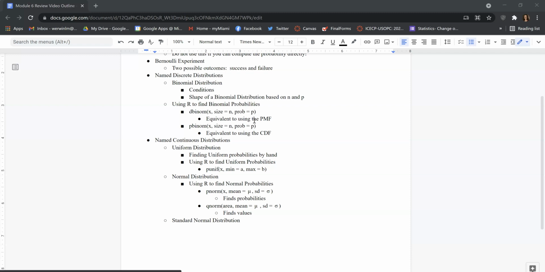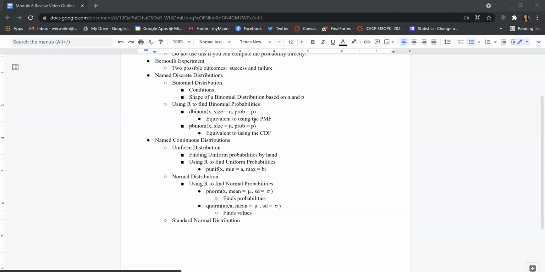When we use RStudio to find uniform probabilities, we use the punif function. That finds cumulative probabilities for the uniform distribution. So in other words, it finds the area to the left of whatever value you plug in. Note the syntax. The min and max are the parameters for the uniform distribution. Those need to be entered based on the context of the problem. The parameters for the uniform distribution do not change based on the probability that you are trying to find. So make sure that you keep that straight.